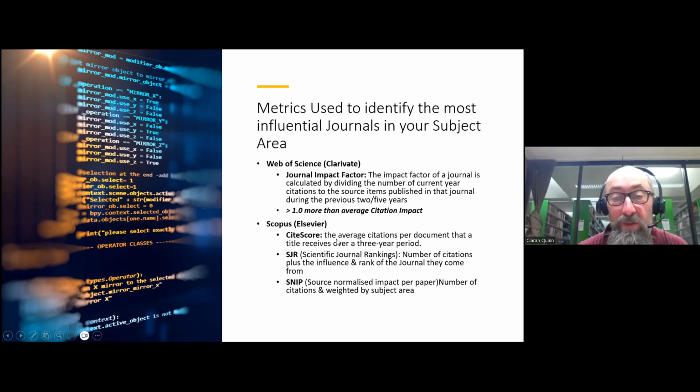Then in Scopus, they have the CiteScore. So that's the average per document that a title receives over a 3-year period. They go for a 3-year period. SJR looks at the number of citations, plus the influence and rank of the journal they come from. So they're taking into account the prestige of that journal. That gives them a little boost as well.